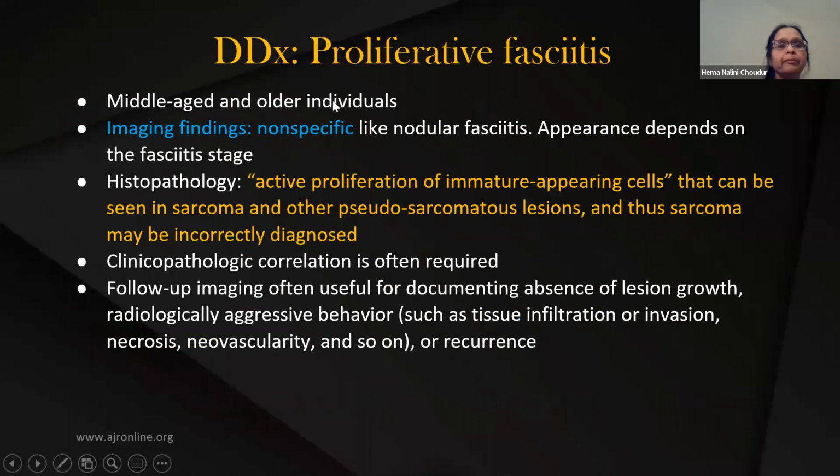In the middle age group, a slightly different but similar imaging appearing lesion is proliferative fasciitis. Age group, as you know, is older, non-specific findings similar to nodular fasciitis, and it is immature cells that look like sarcoma cells. Even the pathologist cannot make this diagnosis clearly. And sometimes they come back to us and it's a to and fro, we go back to them. So clinical pathological correlation is required, but oftentimes even that is not sufficient. So they usually do a follow-up to see if it is becoming an aggressive lesion, whether it's rapidly increasing in size, infiltrating tissues, and if there is a recurrence. So this is proliferative fasciitis.